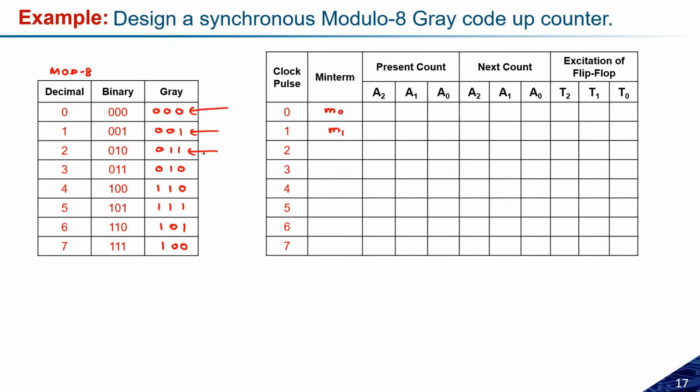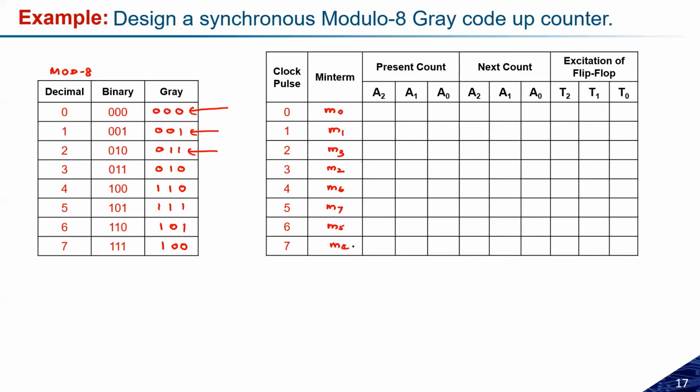011 is different. This is not M2, this is M3 in binary, because any circuit will not understand whether it is binary or Gray. They will simply understand 0 and 1 only. So I have to consider the sequence as 0, 1, 3, and then 3 is equivalent to M2. 4 is M6. 5 is M7. And the next one is 6, which is 101, equal to M5, and then M4.